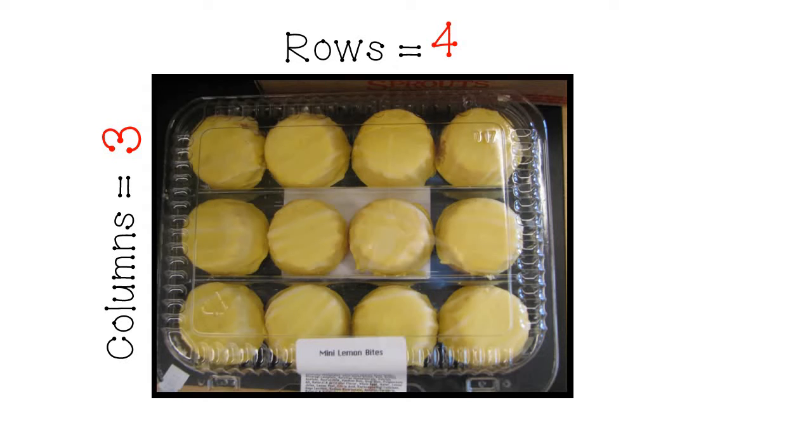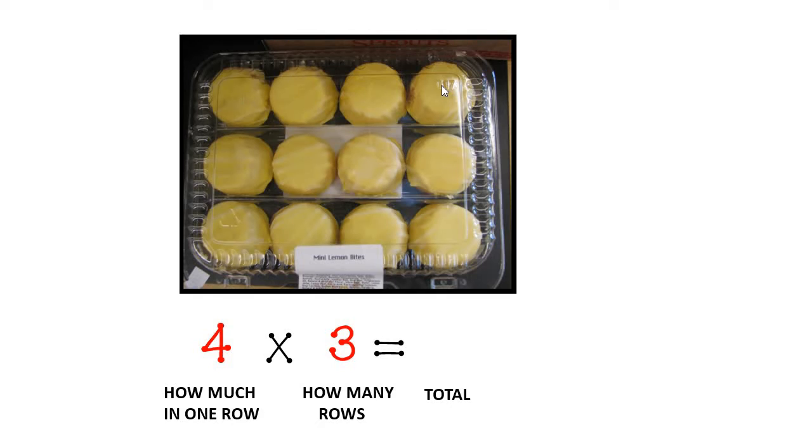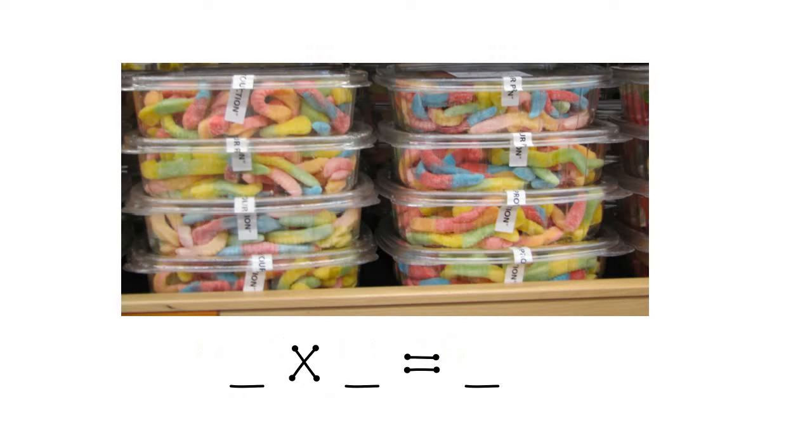To solve that multiplication problem then, we would say the 4 in one row times 3, that's how many are in a column or how many rows of 4 we have. And our total, of course, in this case would be 12.